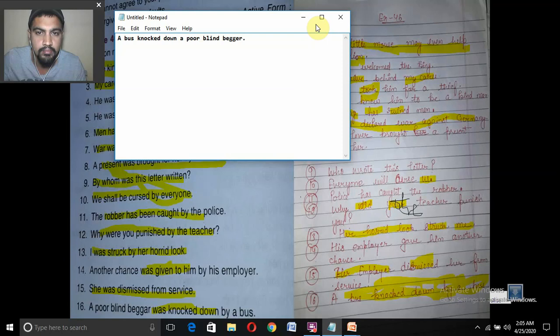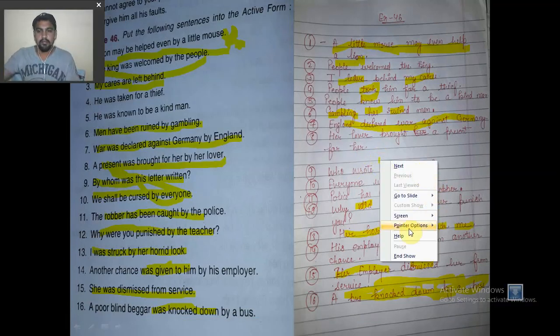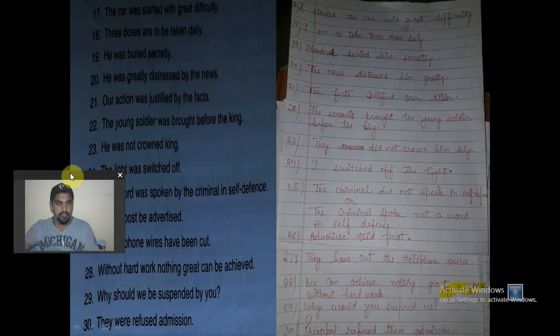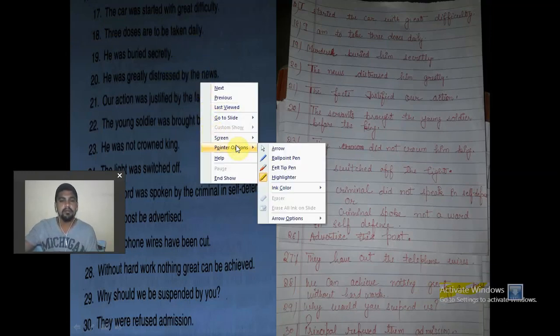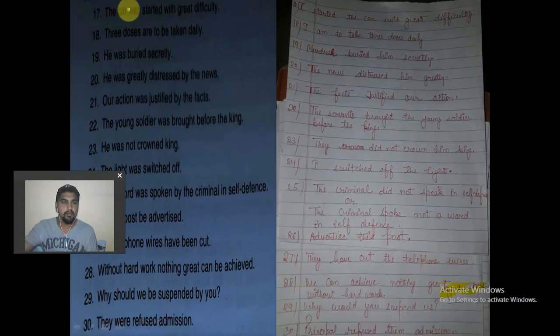Okay. Now moving further, the next statement is given there. 17th statement: the car was started with great difficulty. That is the statement. Yeah, the car was started with great difficulty.